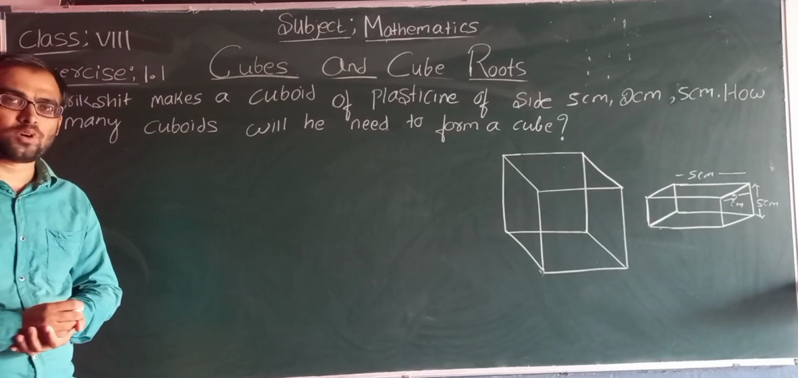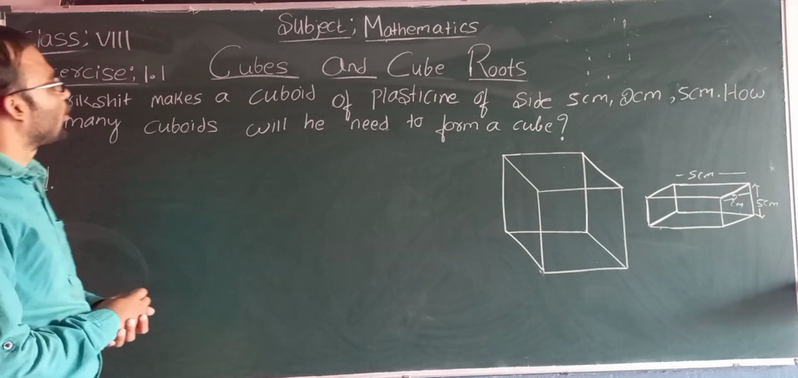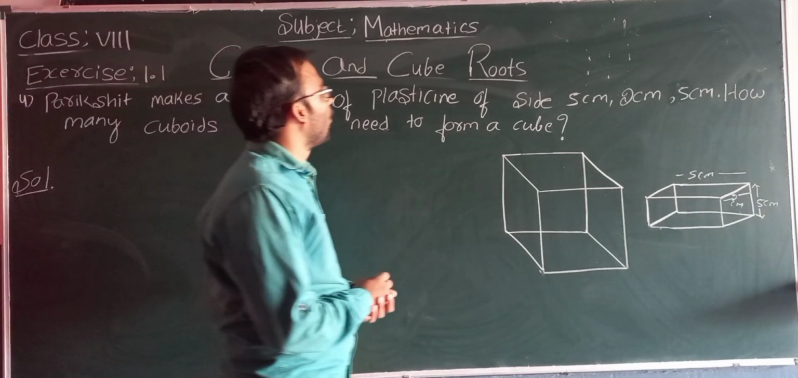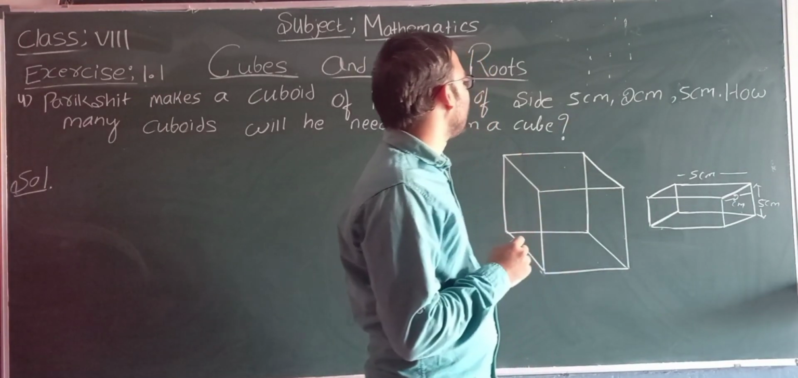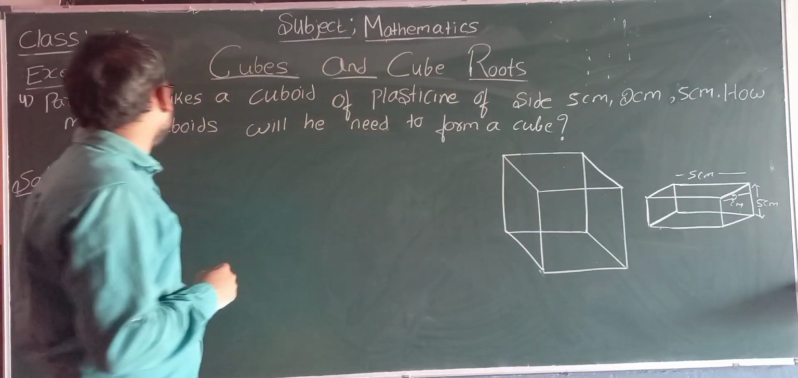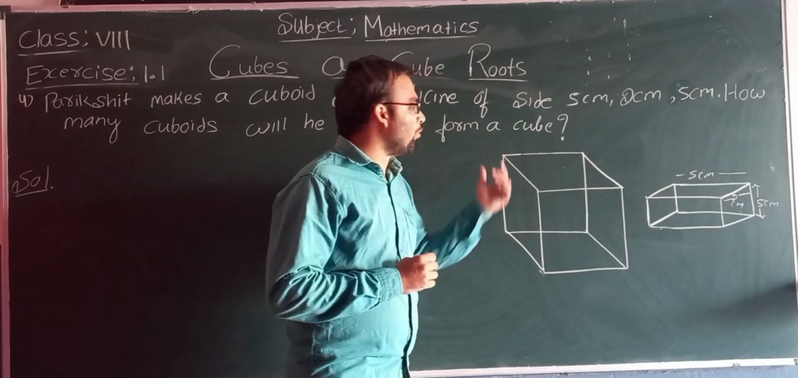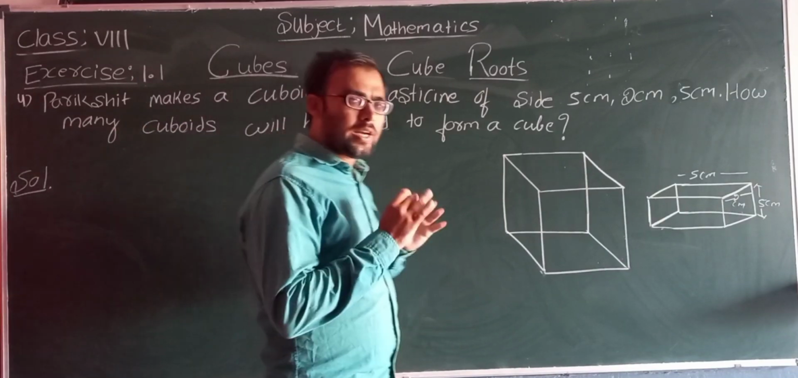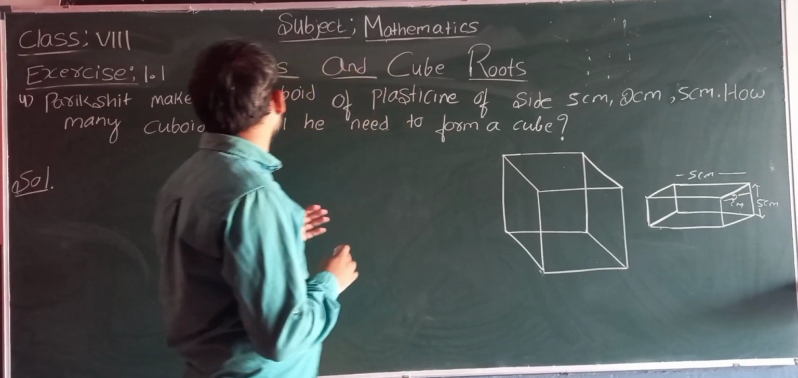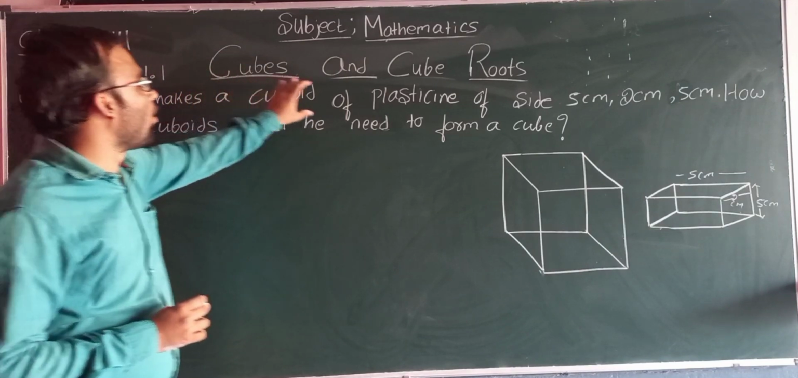Students, now let us solve the fourth question. So here what they are given: Parikshit makes a cuboid of plasticine of sides 5 cm, 2 cm and 5 cm. How many cuboids will be needed to form a cube? Okay, so here students, Parikshit will make a cube. So initially what is he having? Parikshit is having a cuboid of plasticine.